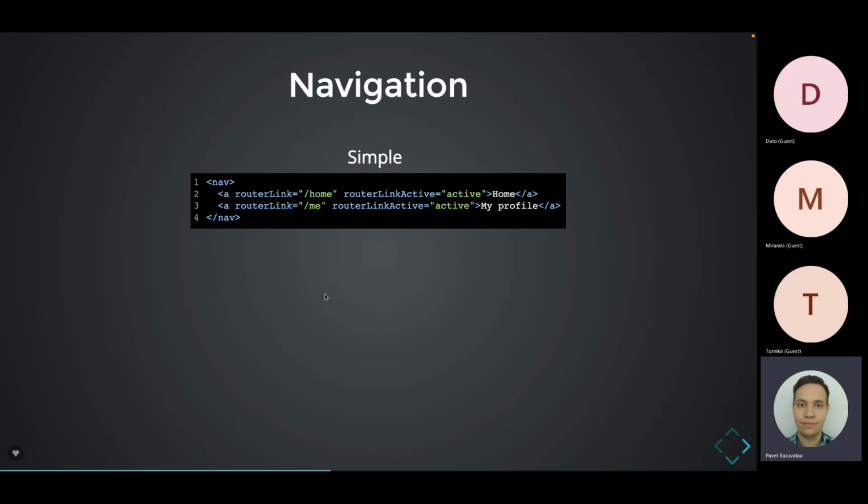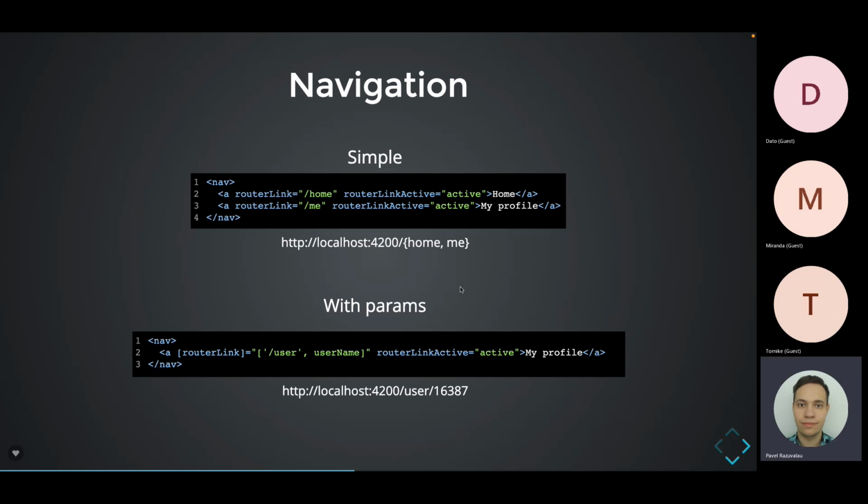In our case, this is home or me, and the routerLinkActive property will add the class active to the particular element in case the current route is active. So if you navigate to the home page, the first A element will have the CSS class active. So we can implement some active styles for this element to indicate that we are currently on the home page. So this is one of the examples.